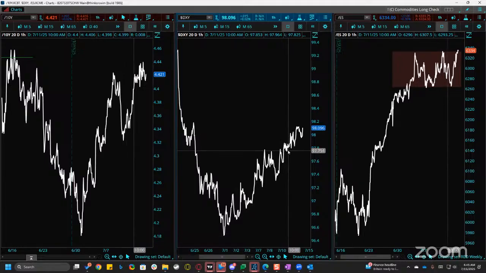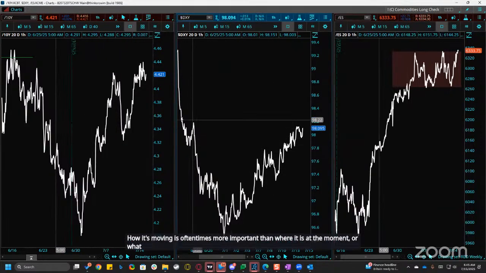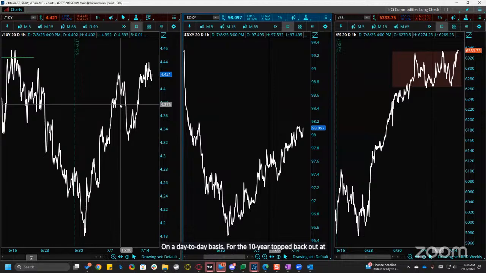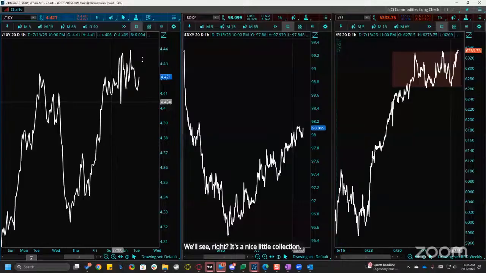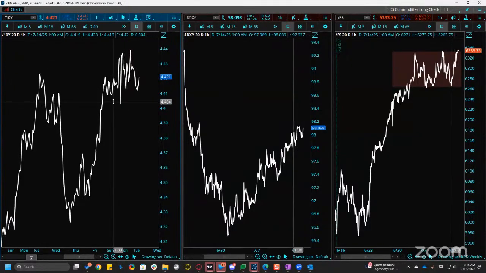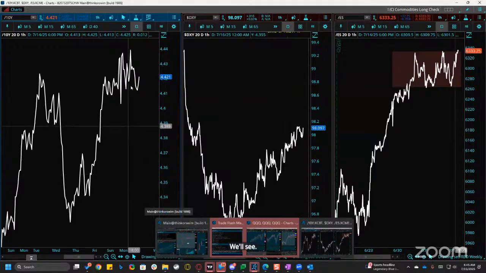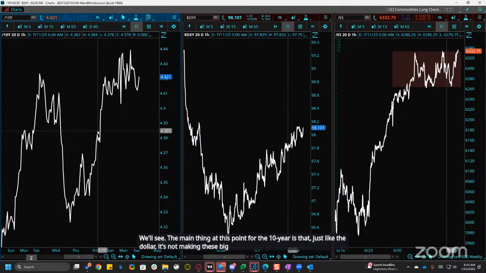How it's moving is oftentimes more important than where it is at the moment or what direction it's moving in on a day-to-day basis. For the 10-year, topped back out at 4.44. We'll see. Right? It's a nice little collection distribution here. We'll see. The main thing at this point for the 10-year is that just like the dollar, it's not making these big exaggerated swinging moves.